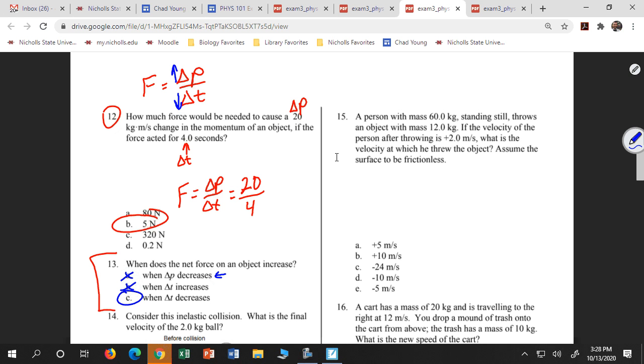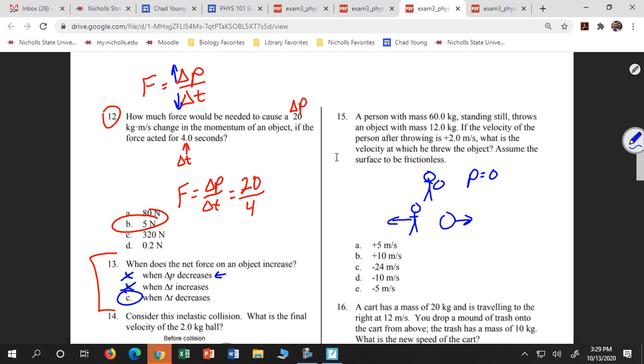A person with a mass of 60 kilograms throws an object with a mass of 12 kilograms. So this is my image. I have a person and they have an object. Initially, they have 0 momentum because they're just standing there. And then the person throws it away in one direction, and so the person goes in the opposite direction. So in the next situation, this ball goes in one direction, and the person goes in the opposite direction.